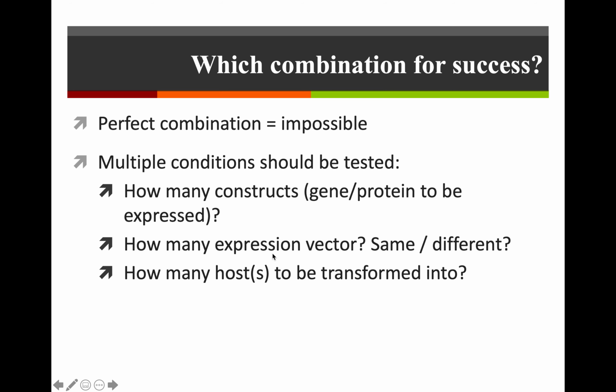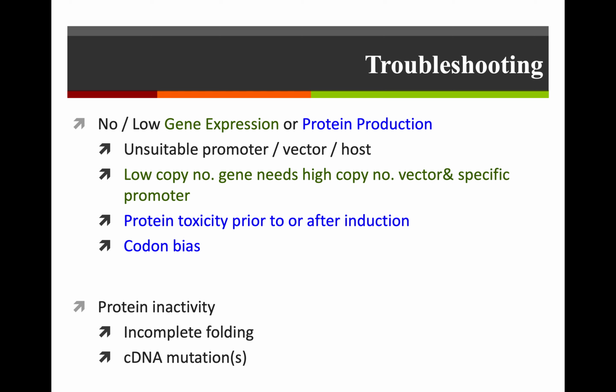And how many hosts are to be transformed? You can actually use more than one host to transform, similar to the vector. It depends on your work, because when one vector is not suitable or there is something wrong with the gene, usually we shift to another vector or another host. Now, this is the troubleshooting slide. Troubleshooting usually has to be done in a lot of molecular work, simply said.